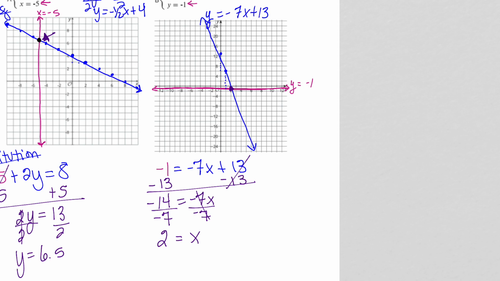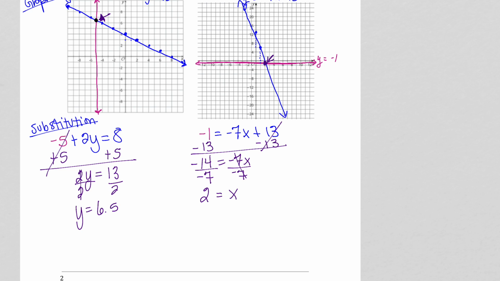All right, and then I'm going to look up here at my point, and I'm approximately at 2, -1. And I don't think I did my coordinates last time or this time yet, so I'm going to go ahead and do them for both of them. So our coordinate on the right side is going to be 2, -1. That's our final solution. And then our solution on the left side was -5, 6.5. All right, let's go to the next page.